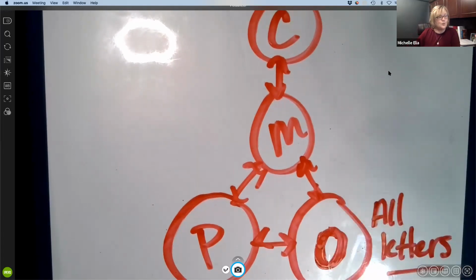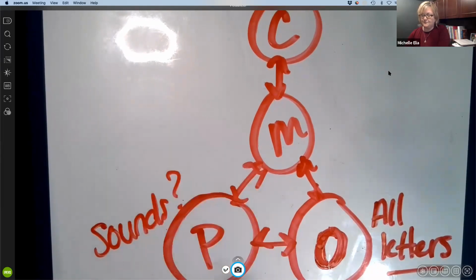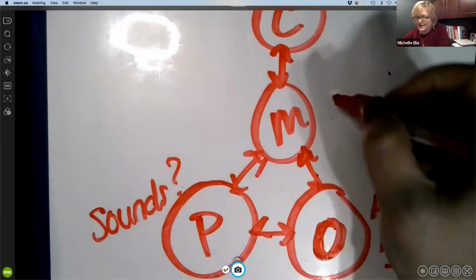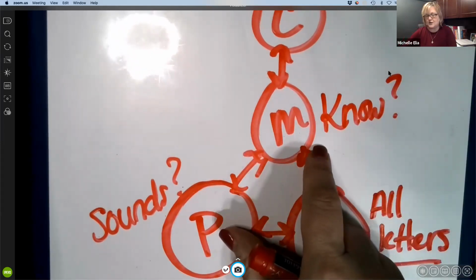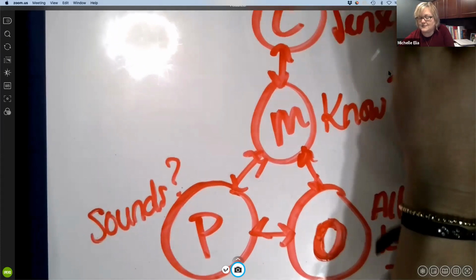And then, what sounds do those letters make? So now I'm going to go to phonology. What sounds do those letters make? So I look at all the letters. What sounds do those letters make? Is that a word I know? Have I heard of that word before? Do I know that word? And does it make sense in this context?